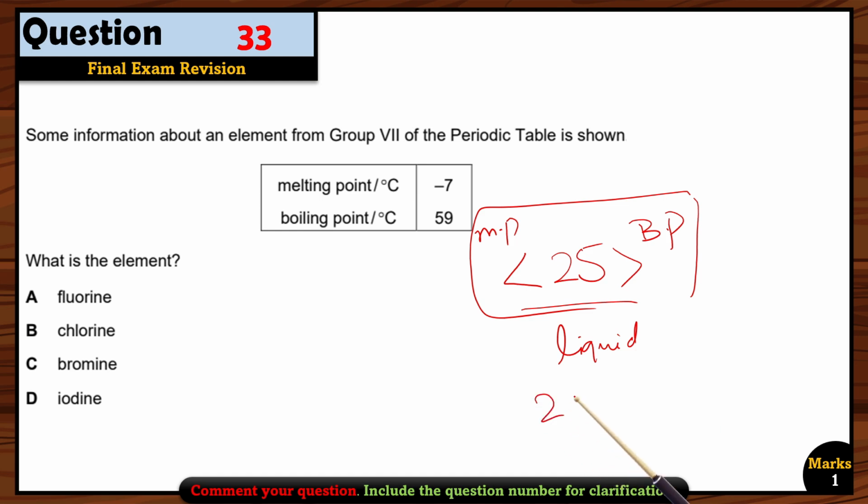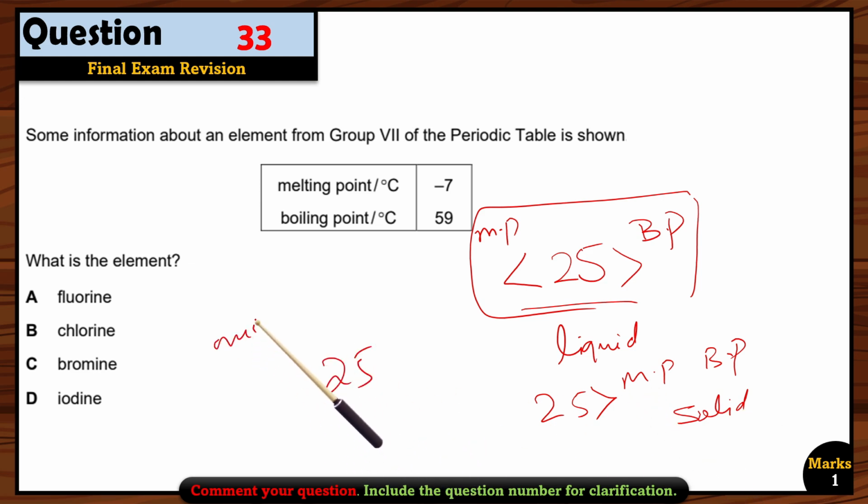If anything has a melting and boiling point both greater than 25, that is room temperature, then it will be a solid, okay? And if its melting and boiling points are both less than 25, then it is a gas. These are the tricks you have to remember. So if you see the boiling point is 59, it means it is greater than 25. So these two options can be the right options.